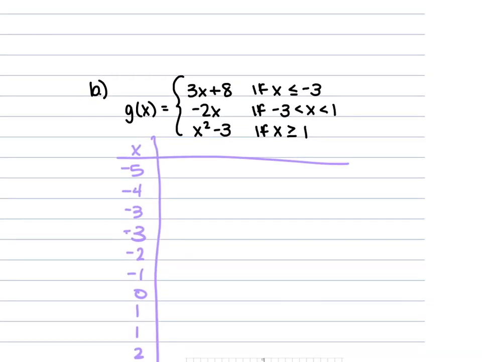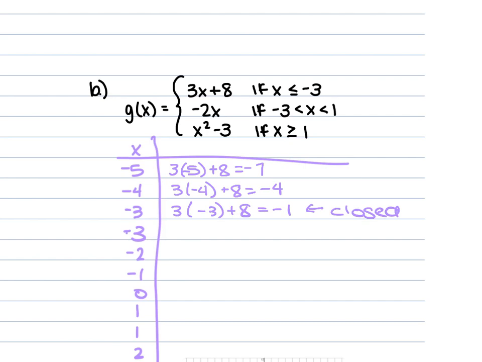Alright, so we are going to find what y is for these. So the negative 5 is less than or equal to negative 3. So 3 times negative 5 plus 8 is going to give us negative 7. 3 times negative 4 plus 8 gives us negative 4. 3 times negative 3 plus 8 gives us negative 1. This is going to be a closed circle because our inequality includes it.